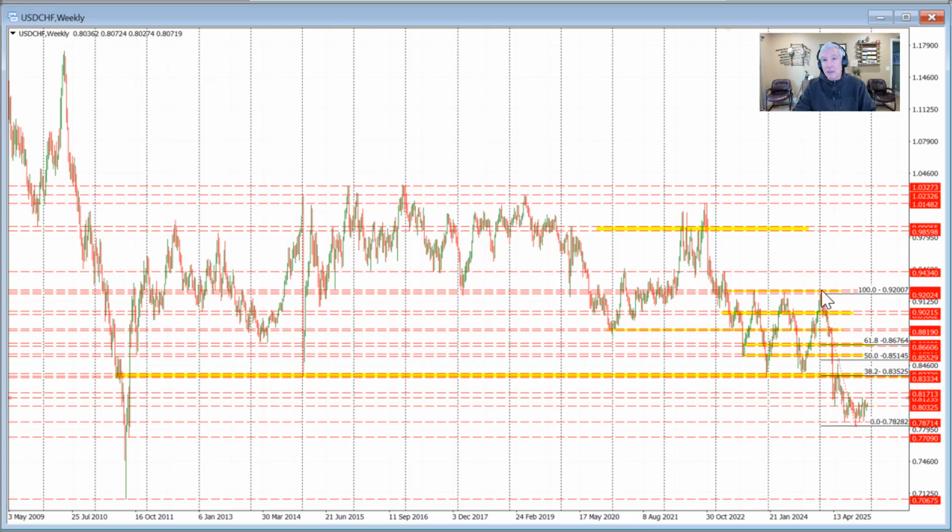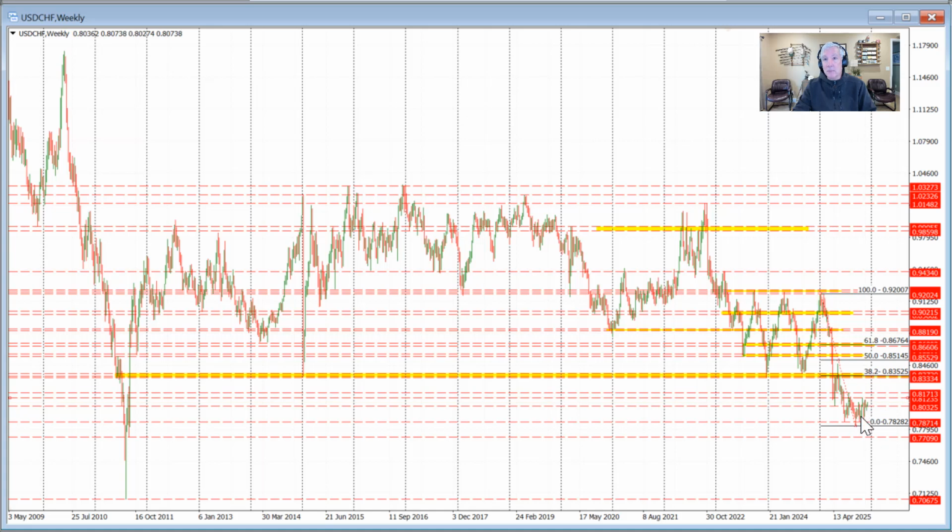The high for the year was way up here near the 92-ish type level. We're down here below the 82 level, more in the below the 81 level, I should say, or near the 81 level. What is it? We're trading at 0.8073, so just below the 81 level. So there is room to roam to the upside.